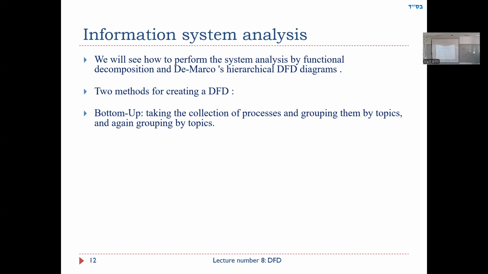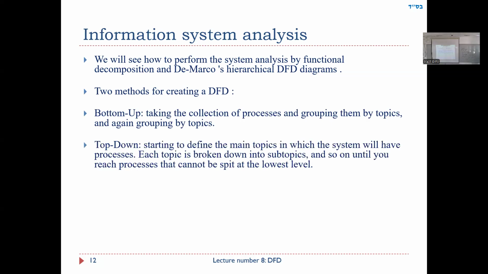There are two methods for creating a DFD: bottom up and top down. Bottom up means you get all the processes and you start grouping them, and then you say these three processes fall into one category called student management. And these processes fall into another management called, like, teacher management. And all the things that have to do with teachers, I'll put here. So first you find out all the processes you want, and then you start grouping them. That would be bottom up.